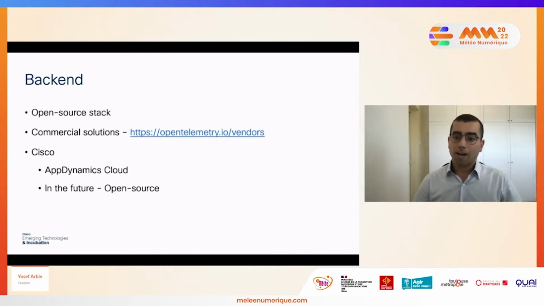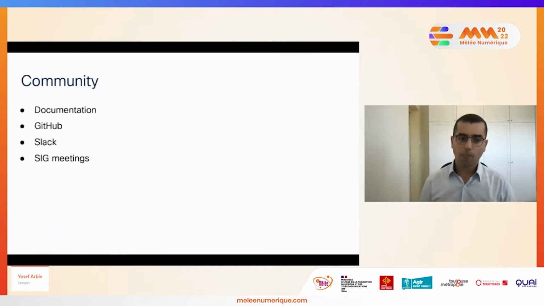We at Cisco provide the AppDynamics Cloud, which is a cloud-native monitoring and troubleshooting utility that was released a couple of months ago, and it's currently available. And we are currently working on an open source project for traces visualization and troubleshooting that will be available soon for you to use.